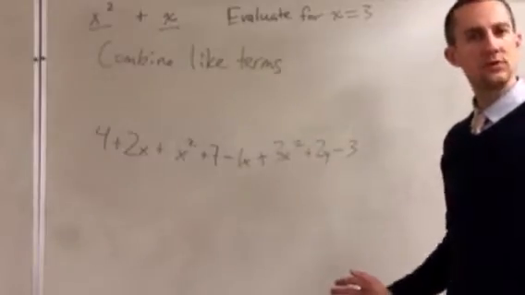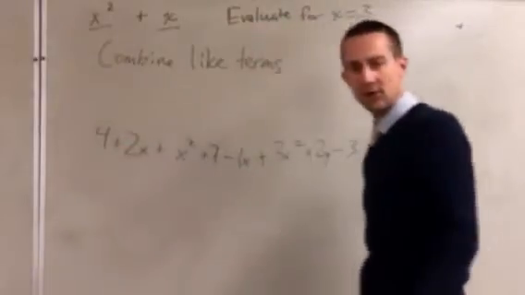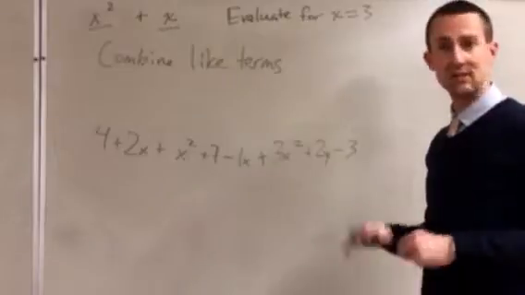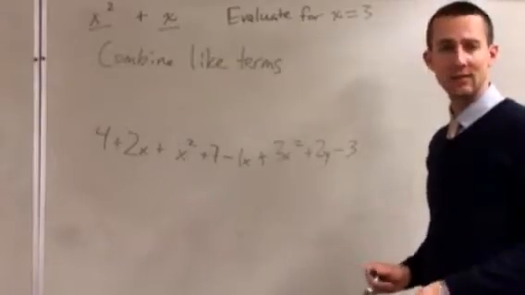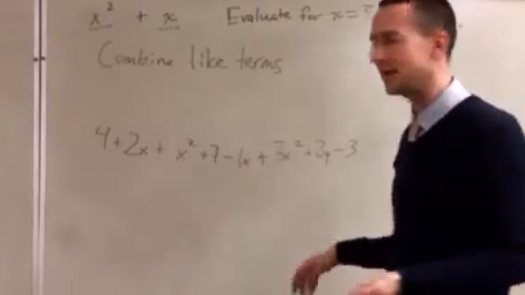Don't get confused. This is a lot of terms. 1, 2, 3, 4, 5, 6, 7, 8 terms. We just need to group them together correctly, and then the work is going to be very easy. So no panicking, no rushing. This is easy points, easy money here. Okay.